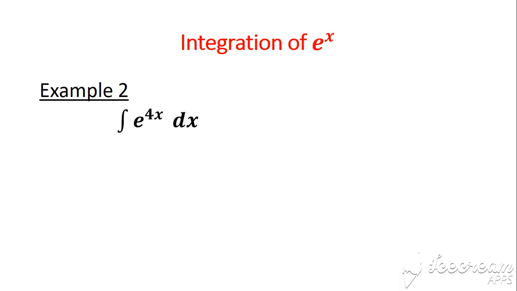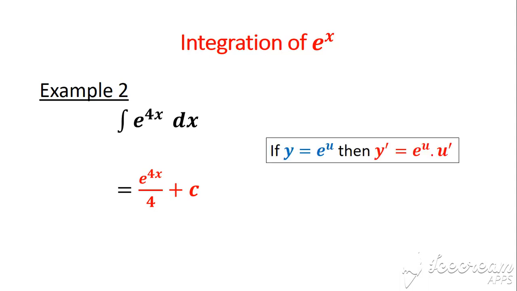Okay, example 2, let's integrate e to the power of 4x with respect to x. Now the answer is e to the power of 4x divided by 4 plus c. Now why have we divided by 4 in this idea? Because this is the function of u coming into play. We've got a function 4x, which is u, and instead of timesing by u dash, which is what we do when we differentiate something, we have to divide by u dash because we are anti-differentiating.